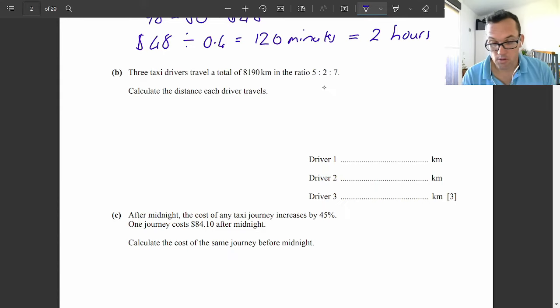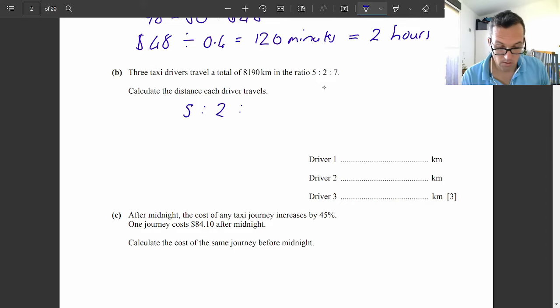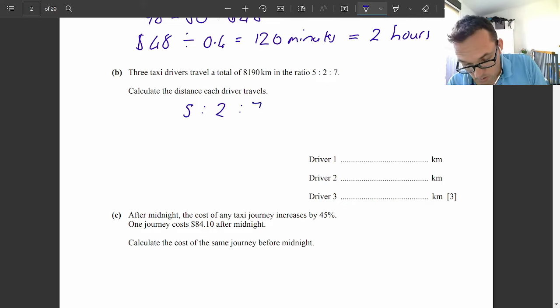Question 1b. 3 taxi drivers travel a total of 8,190 kilometers in the ratio 5 to 2 to 7. Calculate the distance each travels. Right, so let's just think about this. If taxi driver number 1 travels 5 kilometers, taxi driver number 2 only travels 2. He's the lazy one. And the third one travels 7 kilometers. He's the hardworking one. That means in total, they would have traveled 14 kilometers.